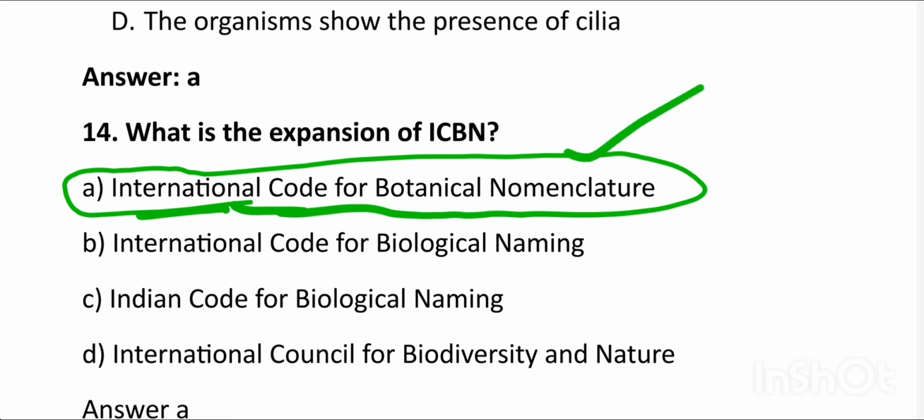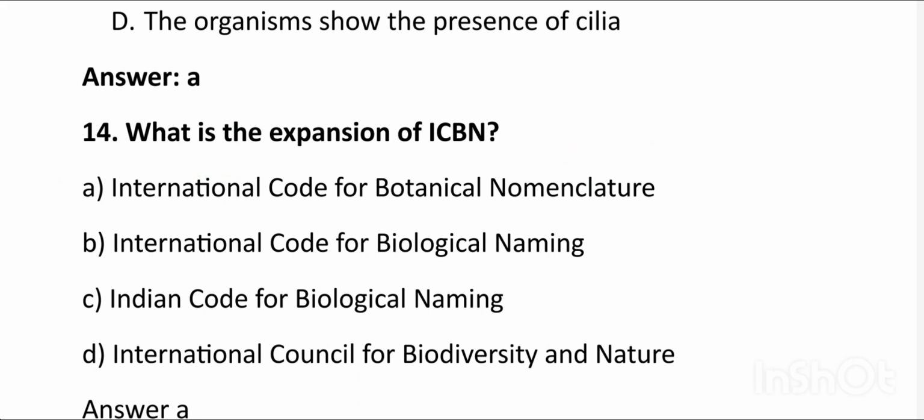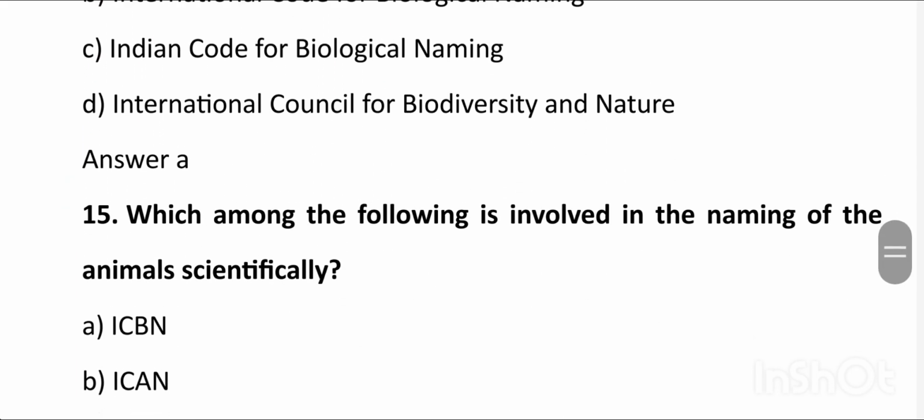But ICZN, which is International Code for Zoological Nomenclature, is meant for classifying the animals according to their morphological characters, according to their anatomical characters, naming those animals. So ICBN means International Code for Botanical Nomenclature. So here the answer is option A.